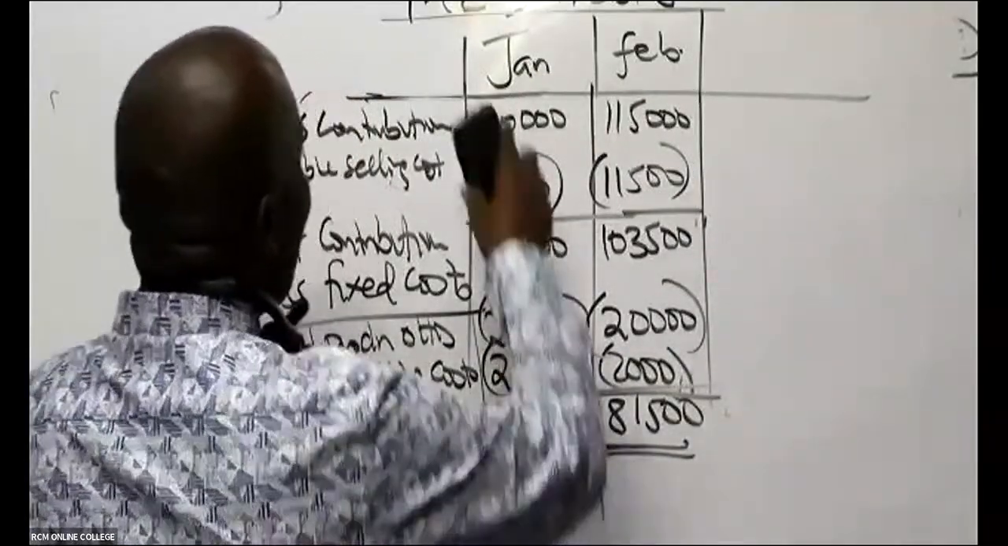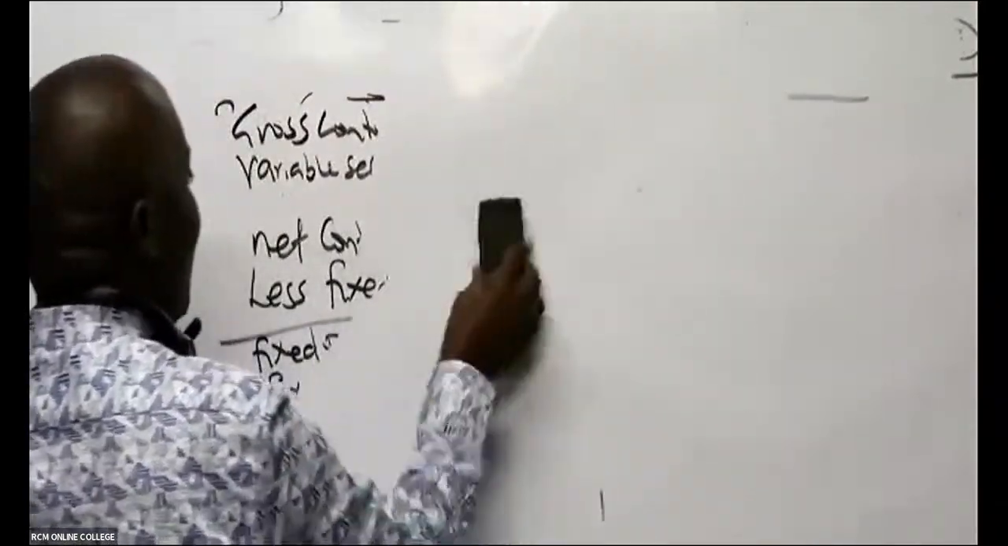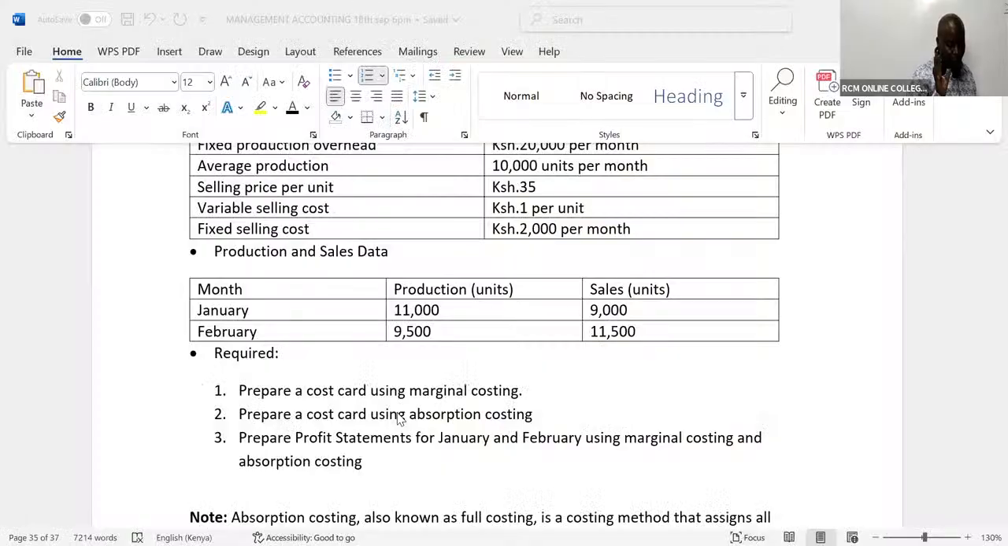Now, if you allow me, I will take you through what we call P&L, but this time using absorption costing. P&L using absorption costing. Very easy. Please ensure that you ask questions, but most of the things will just fall in place as we continue. I'm just doing one illustration question from my old papers here. Under marginal costing that we have done, now absorption costing, what is expected of us?